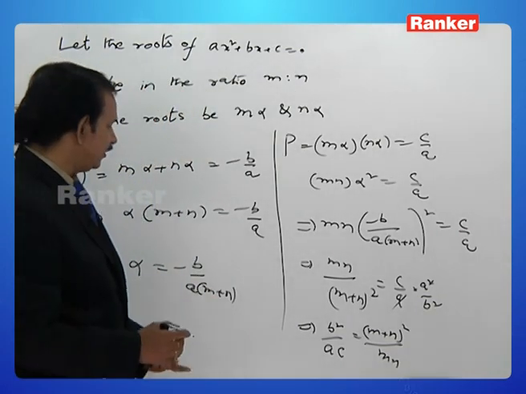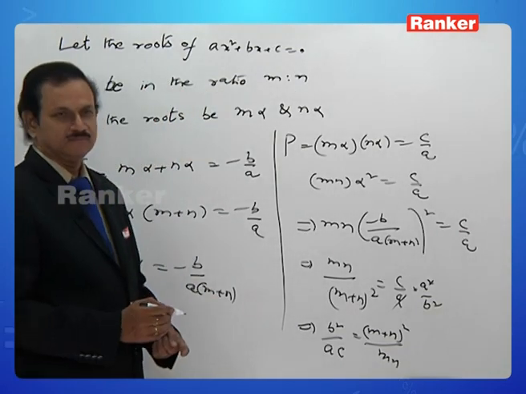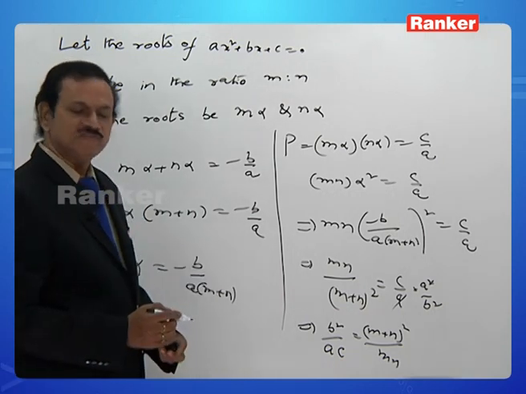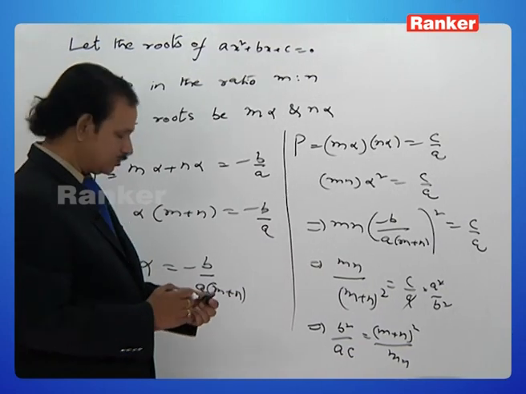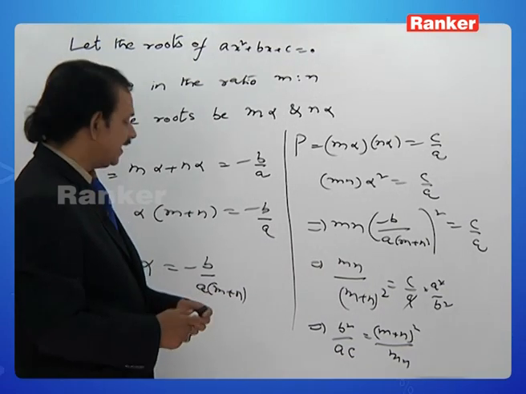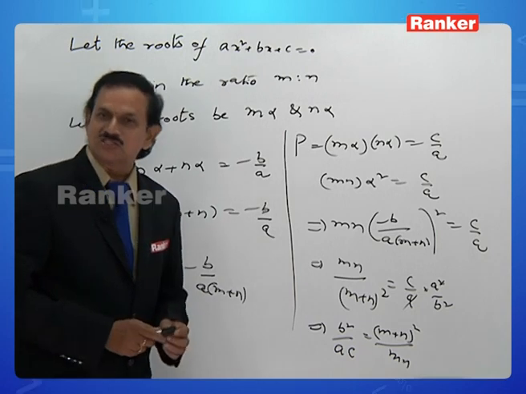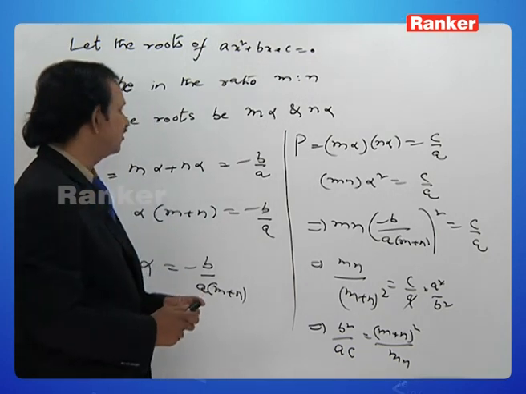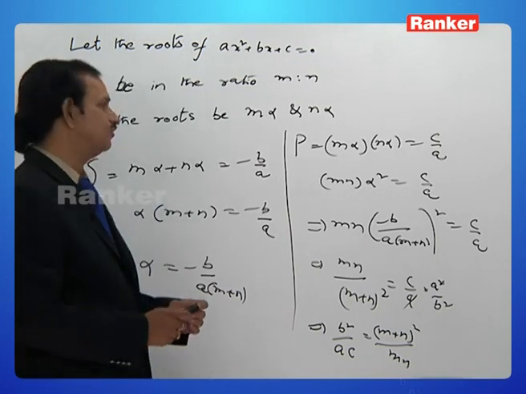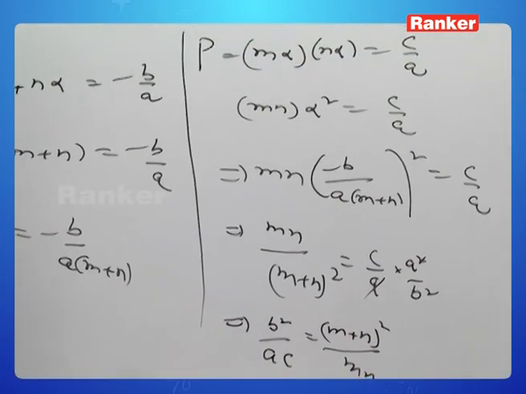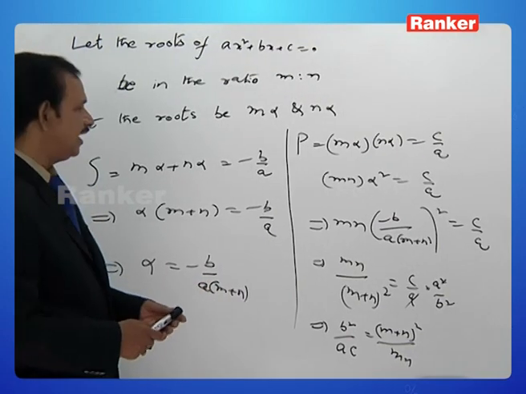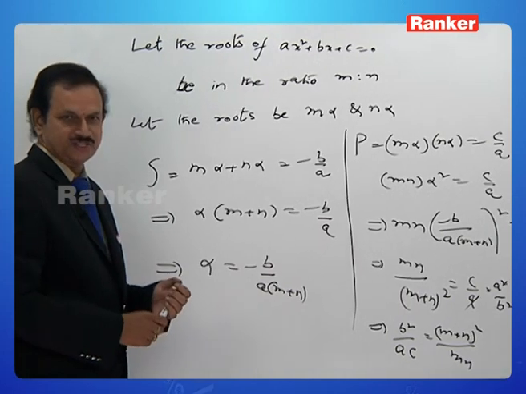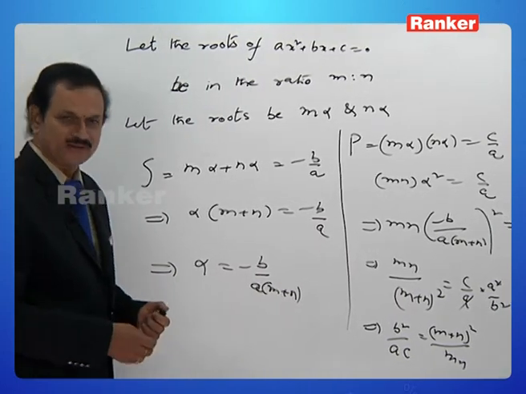That is why we notice that it is very simple. With the help of 2 or 3 more very simple steps, we are able to catch that b square by AC is equal to m plus n whole square by mn is the suitable condition for that equation ax square plus bx plus c is equal to 0 with the roots in the ratio m is to n. Let us now observe the application of this particular condition with the help of few more examples.